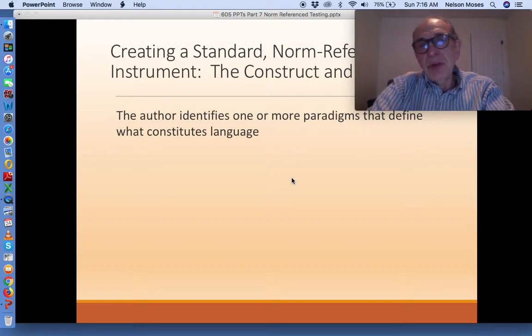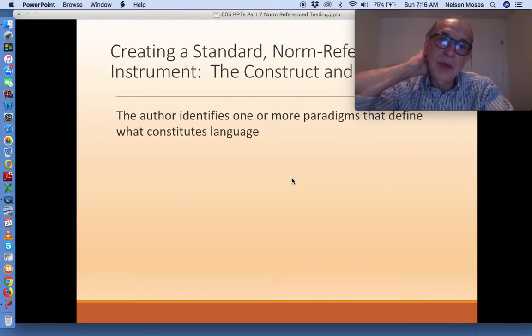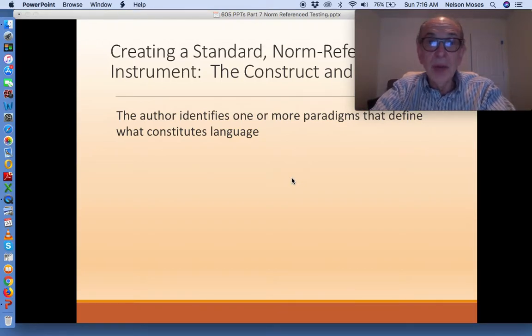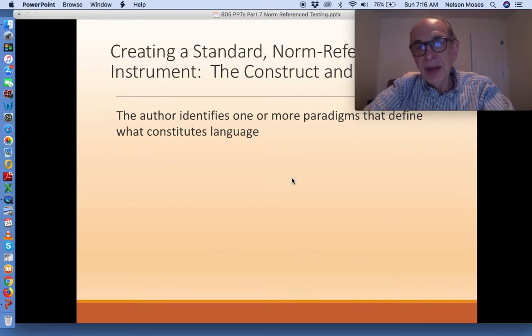So when an instrument is created, the author has to decide what part of speech and language the instrument measures. The author would say, what do I want to measure with my instrument? And we, by the way, the consumers of that instrument, as clinicians, have to ask ourselves, what does that instrument actually assess? That's a very good question to ask.